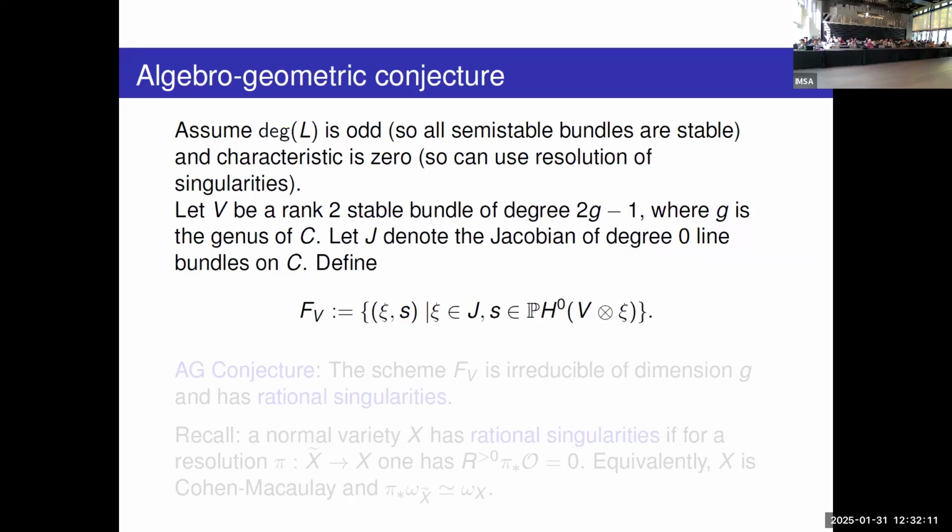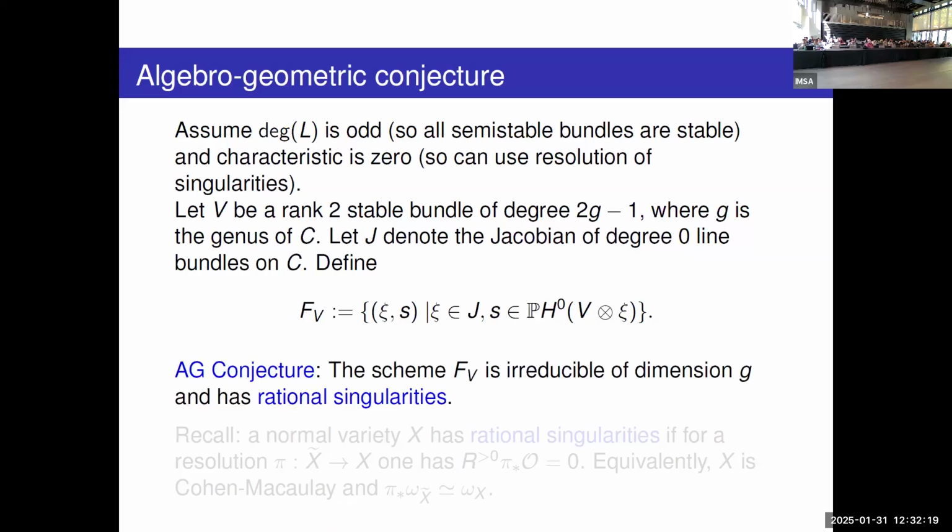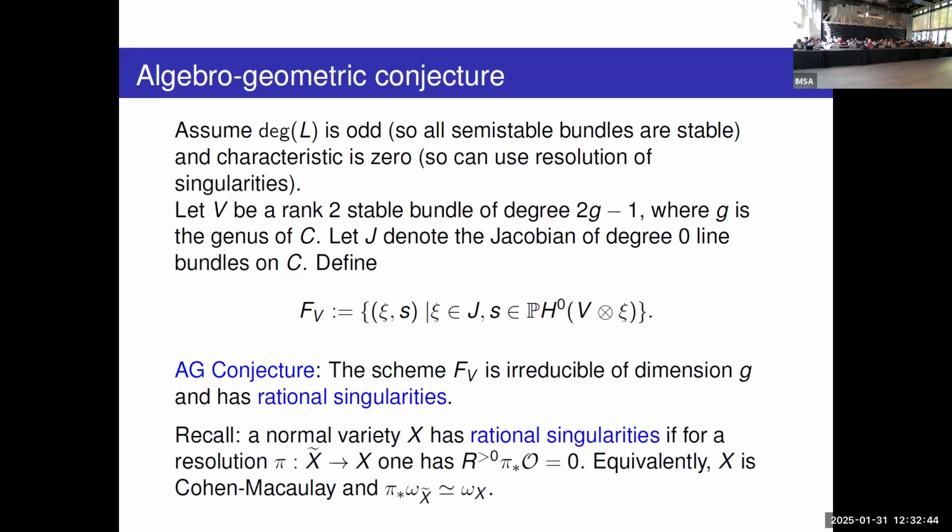So it actually maps birationally to the Jacobian. So you expect it to be irreducible of dimension g, but actually our conjecture is not only that. We conjecture that it's irreducible of dimension g and has rational singularities. After we posted this conjecture, the part that it's irreducible of dimension g was proved by Olivier de Barre, but this is actually an easier part. The part about rational singularities is still wide open, except in some low genus cases, which I will point out.